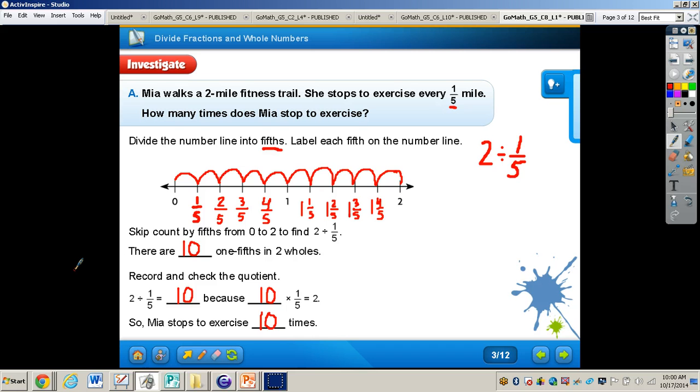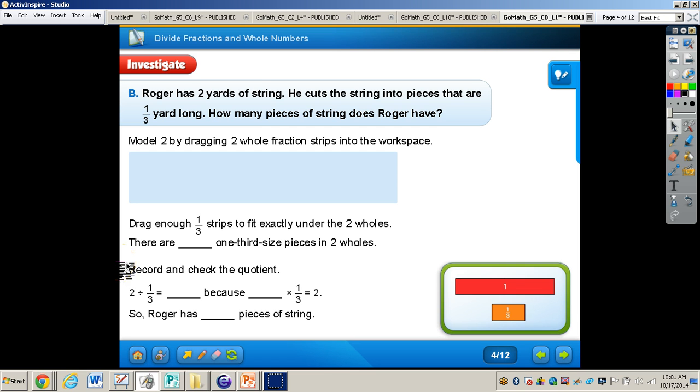So you can see if you're using a number line, we had our problem 2 divided by 1/5. We did a number line from 0 to 2, dividing each section into fifths. Okay, and then from there we skip counted. Okay, next problem, you will need to get out fraction strips. And let's take a look at letter B. It says Roger has 2 yards of string. He cuts the string into pieces that are 1/3 yard long. How many pieces of string does Roger have?